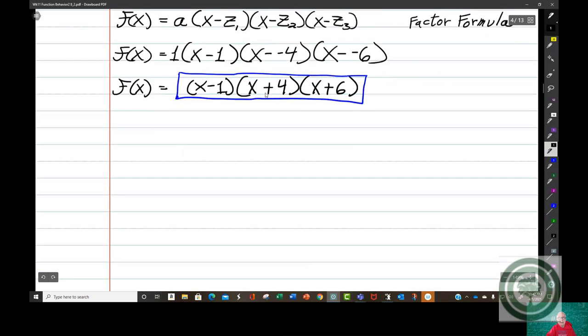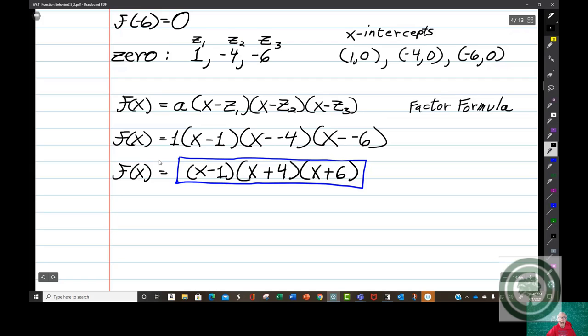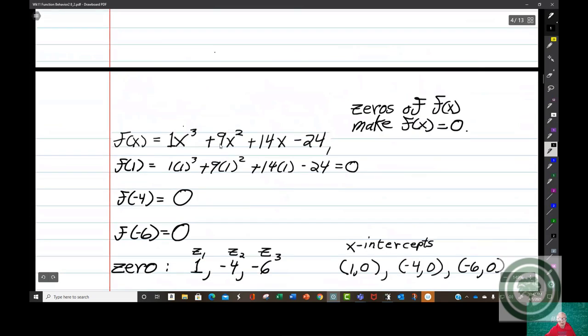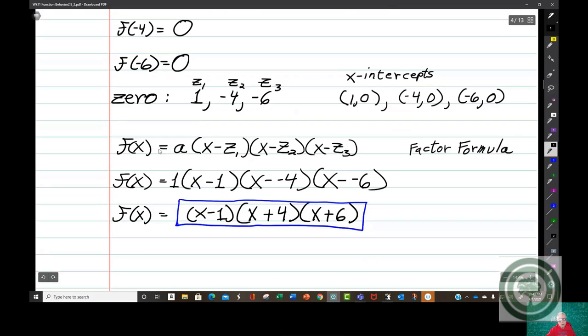And that's the way that the zeros of a function actually build a polynomial. The zeros of the polynomial build the polynomial. You start with the zeros. You get the factors from the zeros. You multiply the factors together, you get the polynomial. So you can either go from the polynomial to the zeros, or you can go from the zeros to the polynomials. And this little formula here is what makes it all possible.